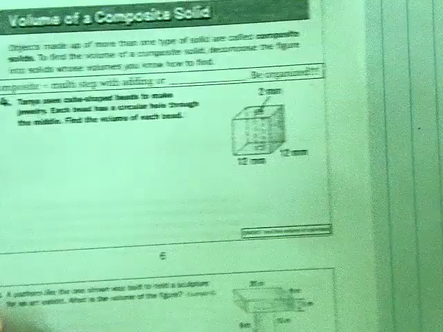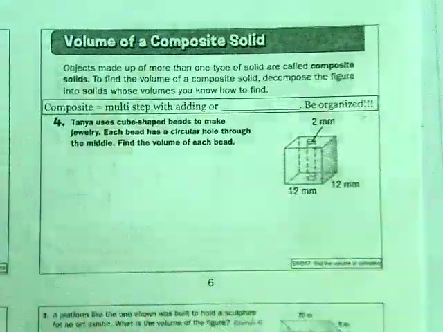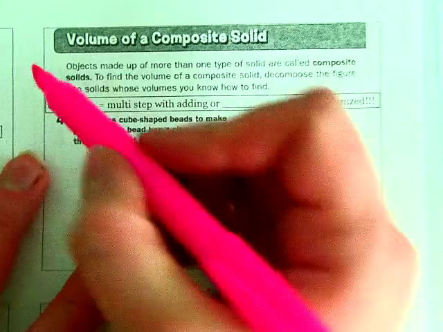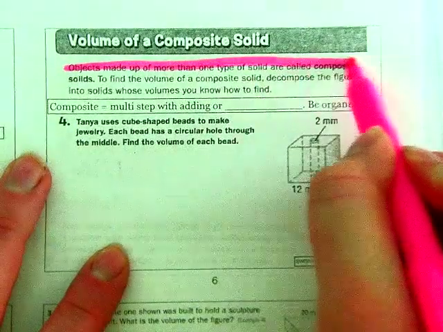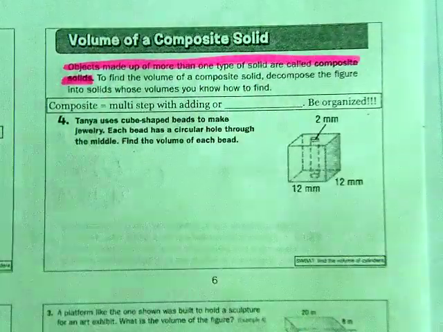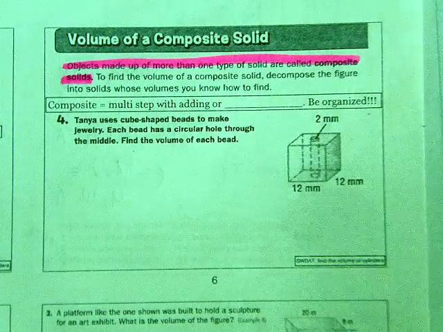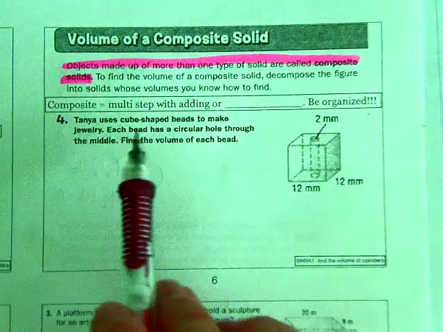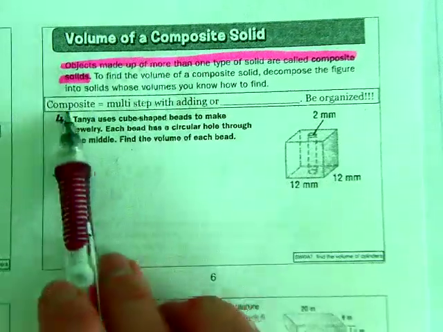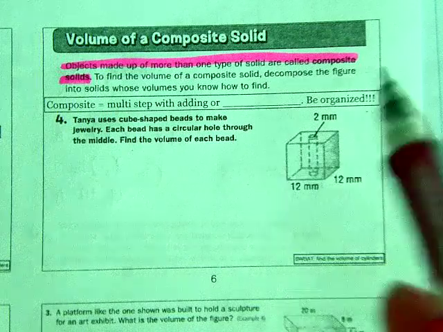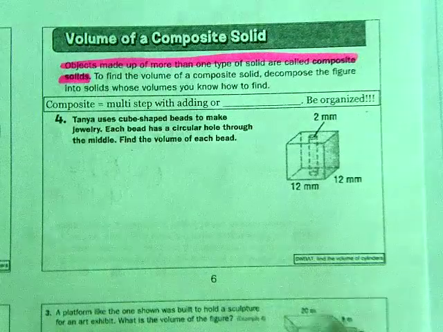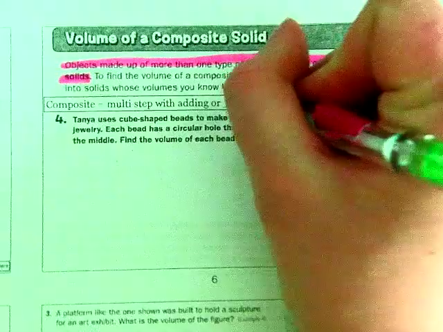Okay, a couple other things that we can do. We can put shapes together. So those are called composite solids, vocab word. Objects made up of more than one type of solid are called composite solids. To find the volume of a composite solid, decompose or break apart the figure into solids whose volumes you know how to find. So when you have a composite figure, it's a multi-step problem with either adding, so if they put two shapes together, we're going to add their volumes, or if they take something out, we're going to subtract it.